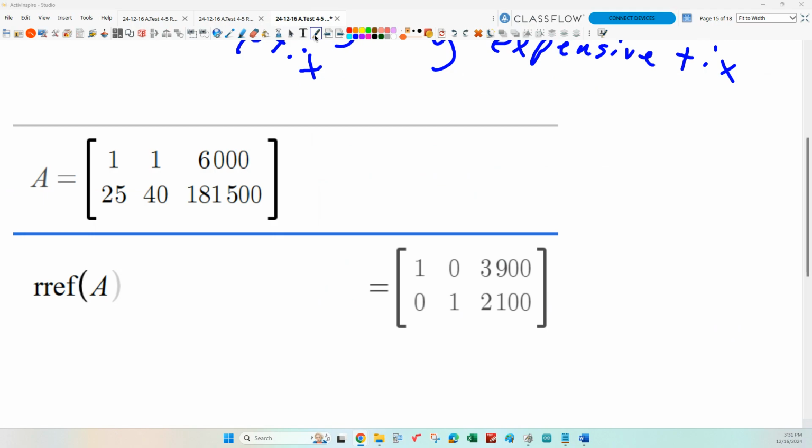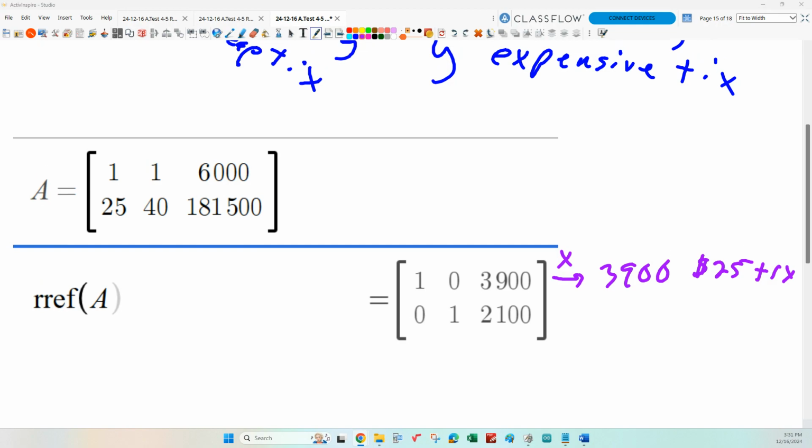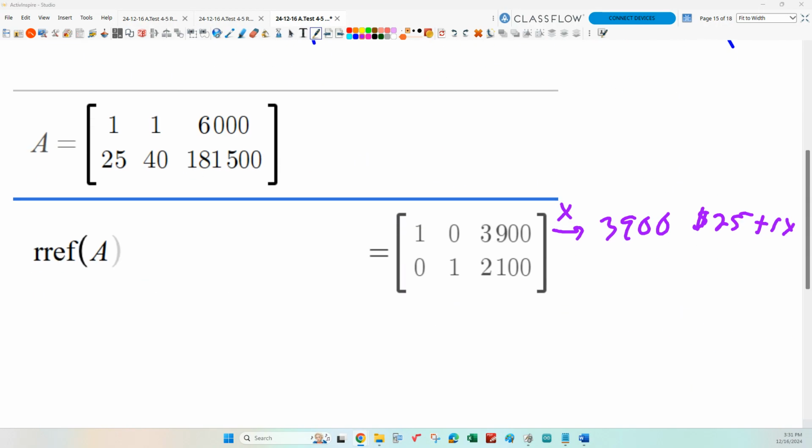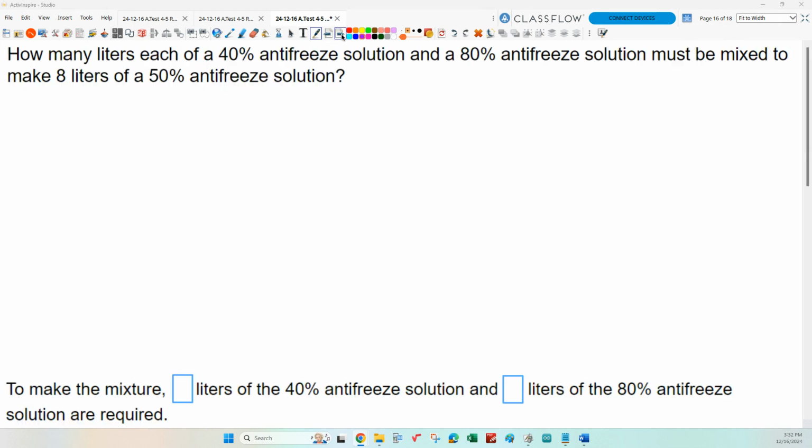So this is the x equation, right? Being as that's x, it's telling us 3,900 of the $25 tickets, because that's what x was, the number of cheap tickets. This was our y equation, so that's telling us 2,100 of the $40 tickets. Okay, good.